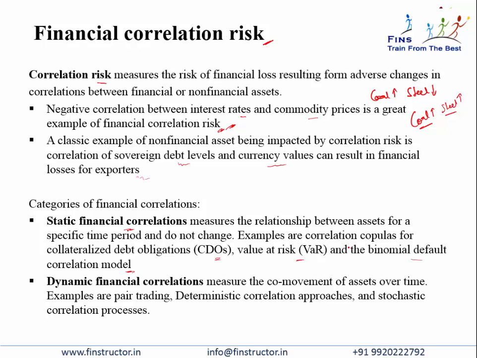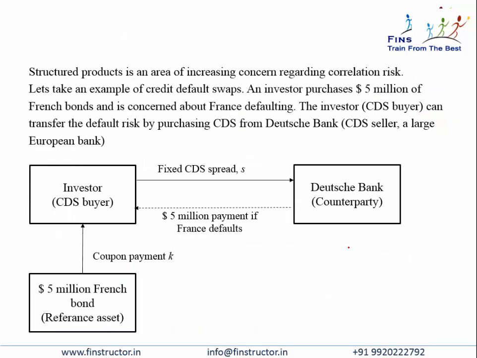In dynamic financial correlations, the co-movement of assets is studied over different periods. So over different time periods, the correlation values can change, and we try to incorporate that when we study dynamic financial correlation. Pair trading, deterministic correlation approaches, and stochastic processes are examples of dynamic financial correlations that are calculated at times.